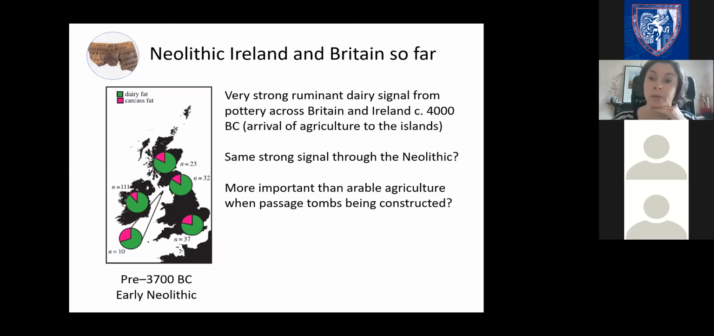these subsistence strategies that's underpinning passage tombs, for example. So it's not so much about the cereal agriculture, the arable agriculture. It might actually be more livestock based. So this is one of the hypotheses.